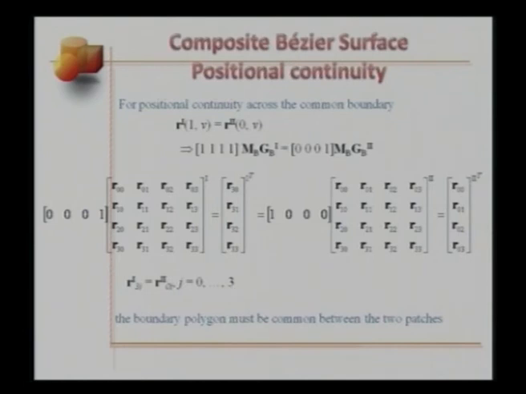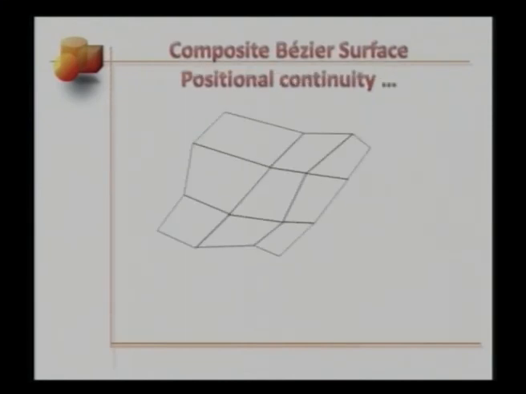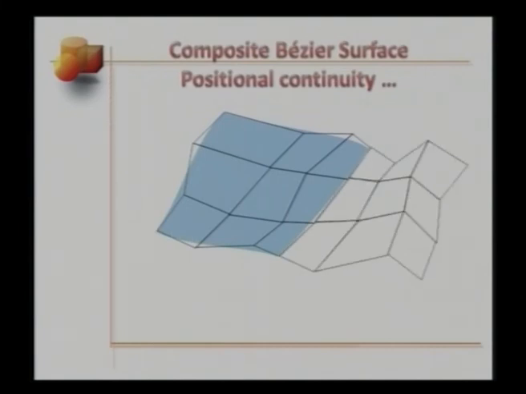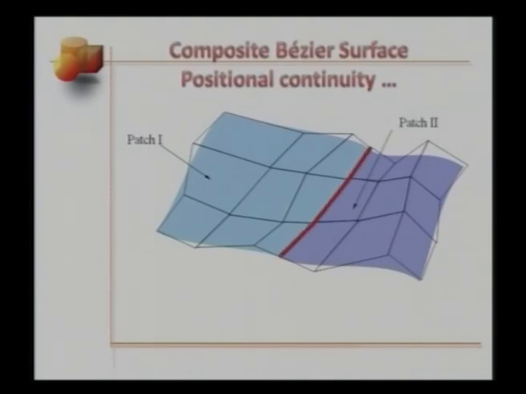Physically, that would mean that the boundary polygon must be common between the two patches. Here is a figure. This is the control net for the first bicubic Bezier patch. And this here is the control net for the second Bezier patch. Patch 1, patch 2. All the condition that we had seen in the previous slide says that the boundary polygon between these two nets should be the same. This here is a polyline.